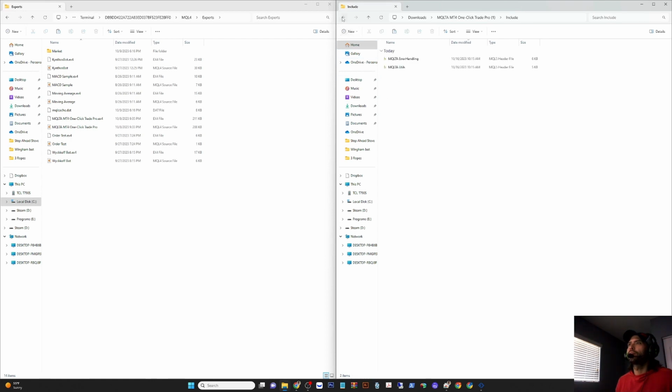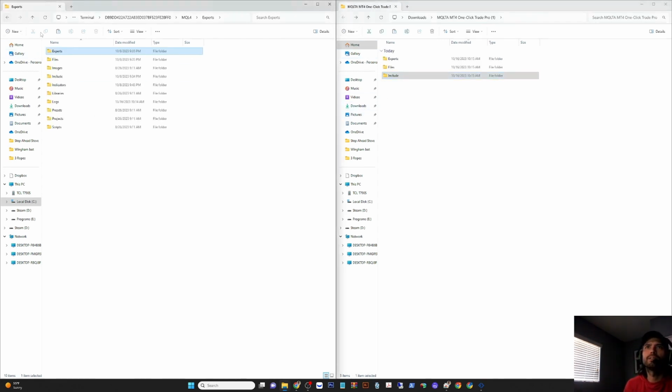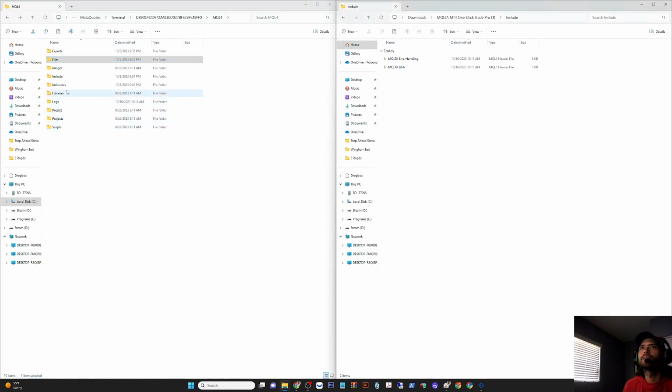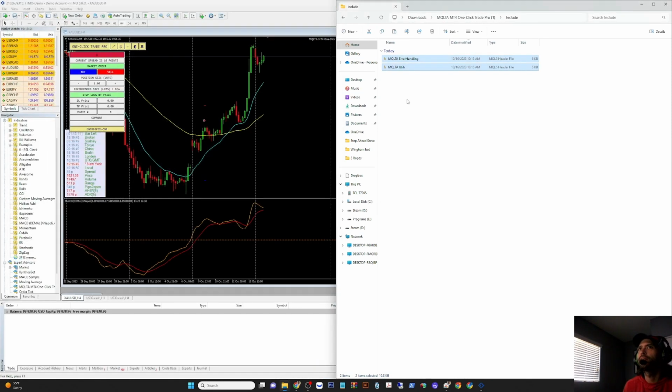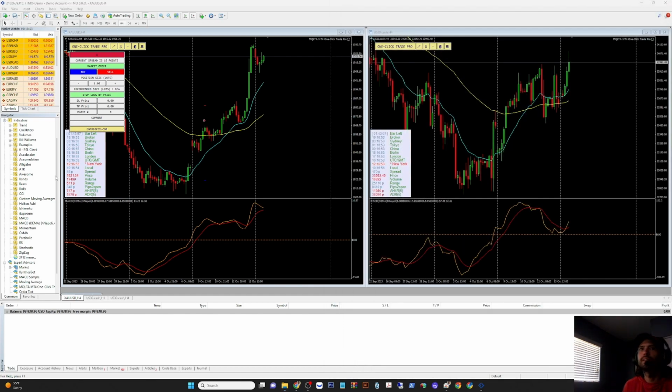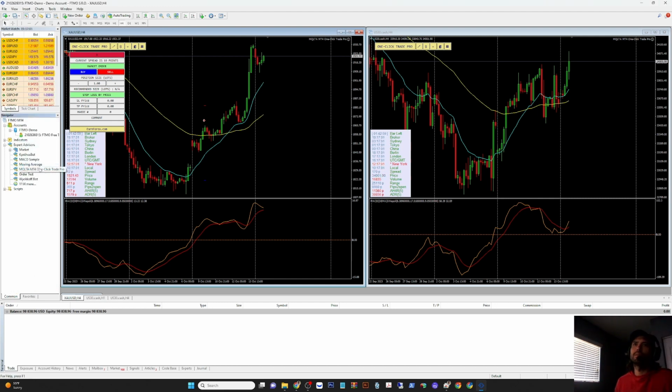Includes. Okay. And it has files and includes. So file, paste this one in here. Include, boom, paste these, boom, into there, done. And then to get it to show up, you would go to Expert Advisors, refresh, boom, it'll pop up, and then you'll drag it onto your chart. If you like how my charts look, I can give you the template for that.